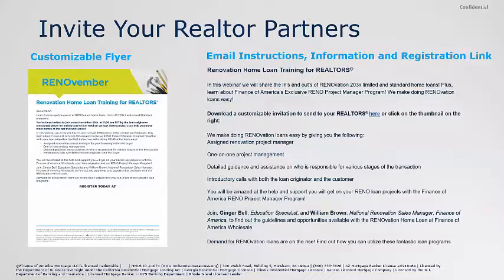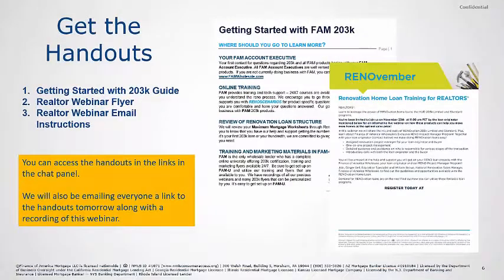I've also put together email instructions that you can copy and paste into an email to send out to invite them to the webinar. We also have handouts for today's information. I'm going to post that right now. We have a Getting Started with the 203K guide that we've created. It goes through step-by-step what you need to do to get educated, to get marketing material, and to know how to get through the renovation loan process. We also have the webinar flyer, and then the email instructions. I'm posting all of those right now in your chat panel. You can click on each of those links and download it. I'm also going to be emailing all this information out to everyone tomorrow, so you'll get a copy of the links for all the handouts we're covering.